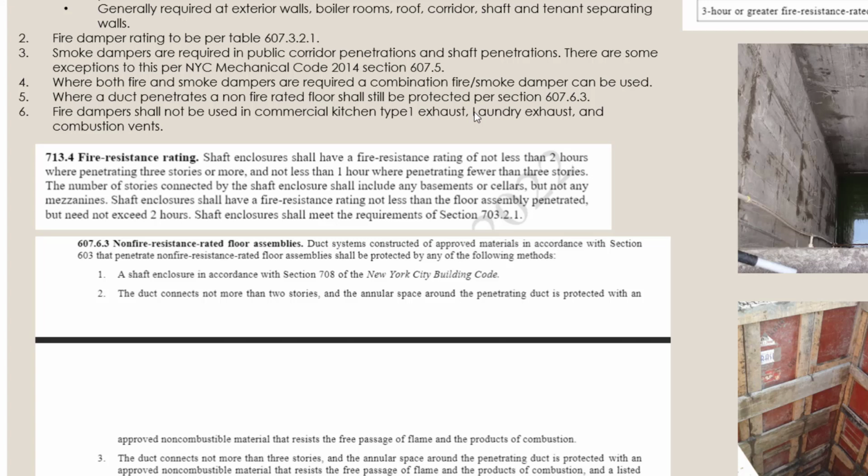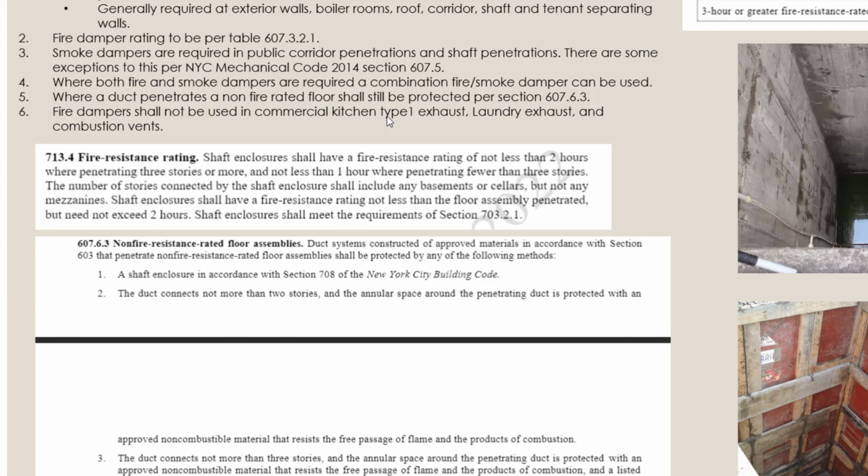Also, it's prohibited in laundry exhaust for the reason that lint from the clothes can actually get caught in the fire dampers, and that could turn out to be a fire hazard. So the code prohibits fire dampers in laundry exhausts, as well as combustion vents. And combustion vents send out the byproducts of combustion for water heaters and boilers, as well as some appliances.